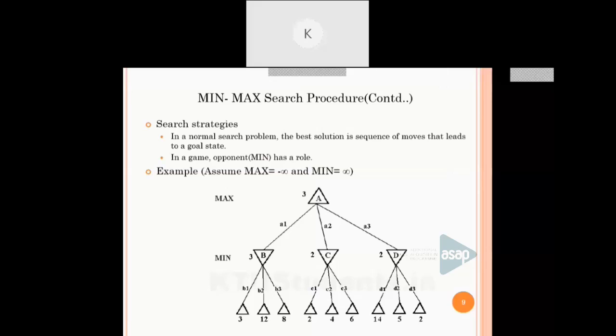Only the leaf node values will be given. The utility function is only for the leaf nodes. Leaf node values will be given, and you have to find the values for B, C, D and A. To find the value of A, you need the values of B, C, D, and to find the value of B, you need the values of B1, B2, B3. We have to assume the worst case: max has the value minus infinity and min has the value infinity.